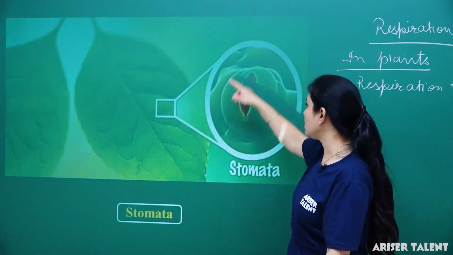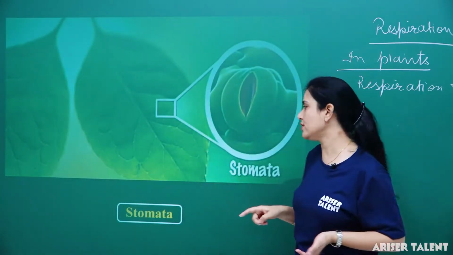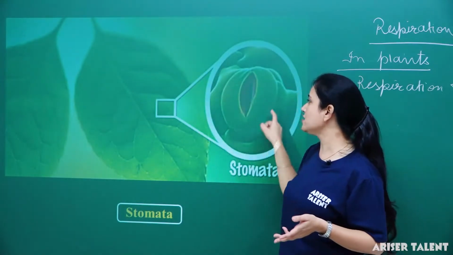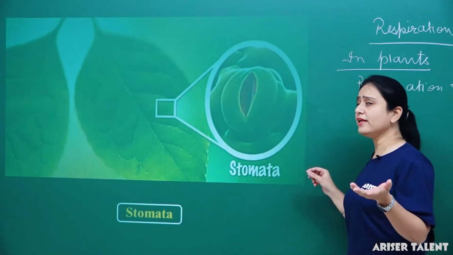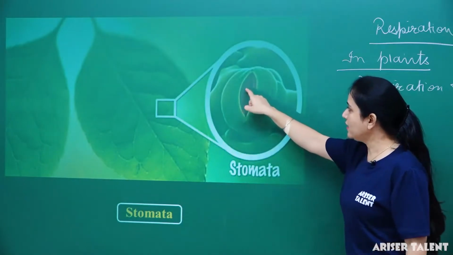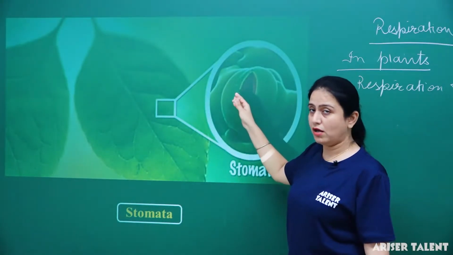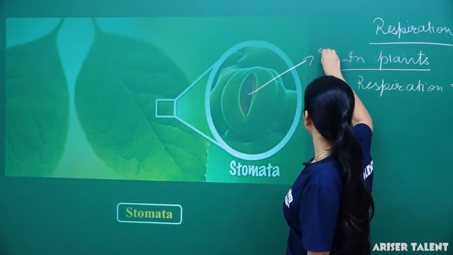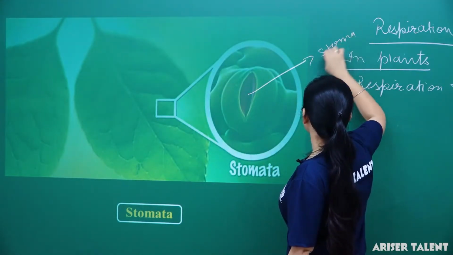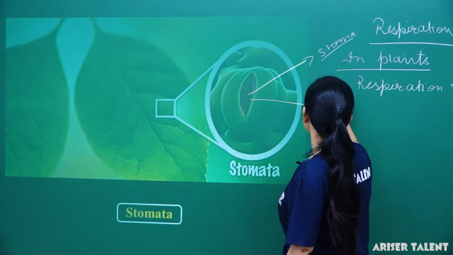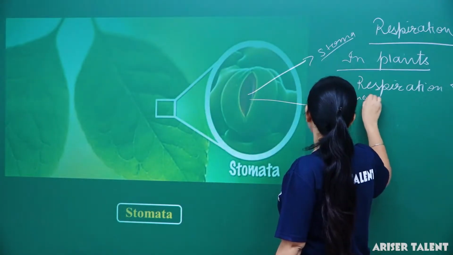Okay, so this is the structure of stomata. Already we have studied about the structure of stomata, but let me explain that these are the guard cells, and at that time also I told you that this space is known as stoma. Okay, this stoma helps in the exchange of gases. This stoma helps in the exchange of gases.